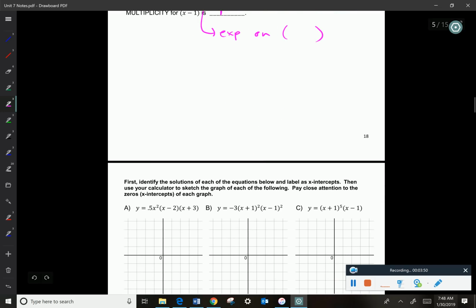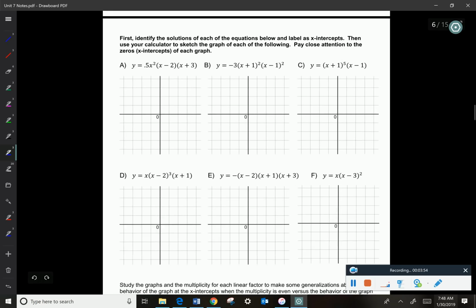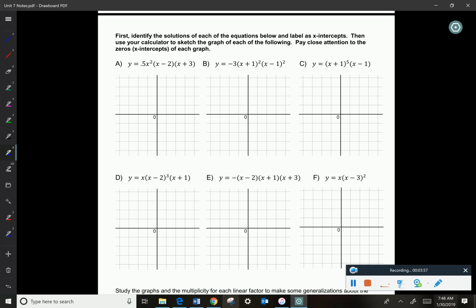Okay, so here's what we're going to do with that. Look at the next page at my examples. It says, first identify the solutions, meaning what will make it equal 0, and then label those as the x-intercepts. And then it says, use your calculator to sketch the graph of each of the following. Now, here's the thing. I don't want you to just go straight into the calculator. I want you to start by finding the zeros.